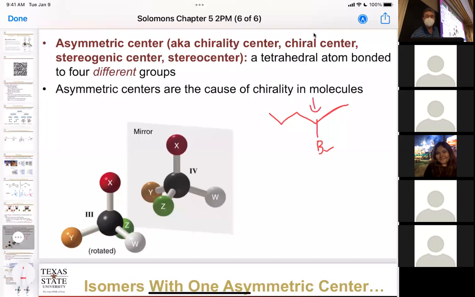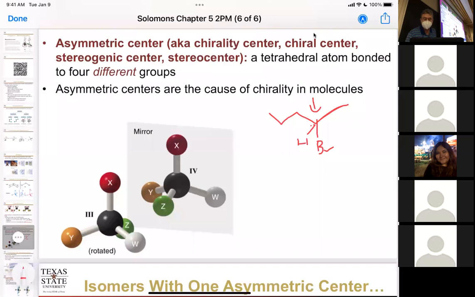Is this carbon here a chiral carbon? Don't forget to add your hydrogen. That's a chiral carbon. It's got a methyl group, a propyl group, a bromine, and a hydrogen. 4 groups. It's chiral. We can see that. We don't know which isomer it is, but we know it's chiral.